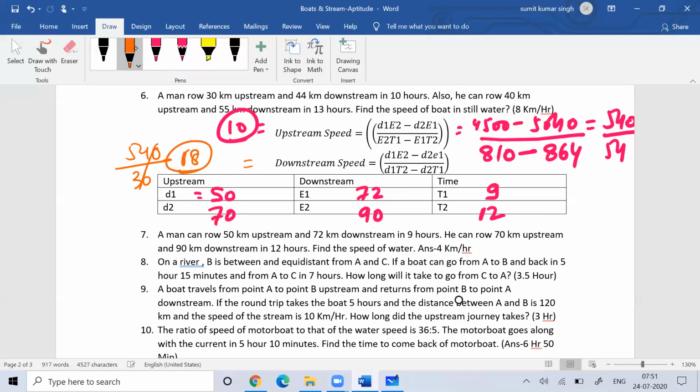So if upstream speed is X and downstream speed is Y, what is the formula? So the formula would be 18 minus 10 divided by 2. 18 minus 10 means 8. 8 divided by 2 means 4. And downstream speed would be 14. So 18 plus 10 divided by 2.